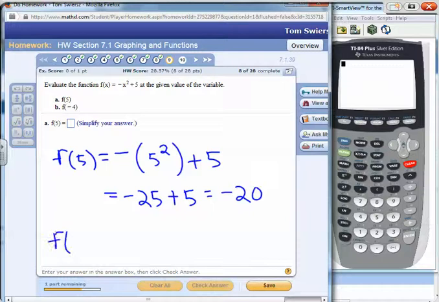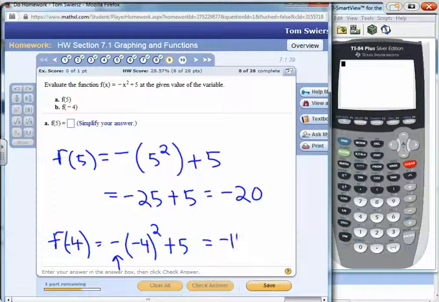And f of, I'm sorry, f of a -4, we're going to get the opposite of a -4 squared plus 5. Now notice, a -4 squared, -4 times a -4 is 16, but then the opposite again makes it a negative 16 because, again, the base is negative 4. Negative 4 squared is 16, but the opposite of 16 is negative 16. Negative 16 plus 5, if you do it on your calculator, you get a negative 11.